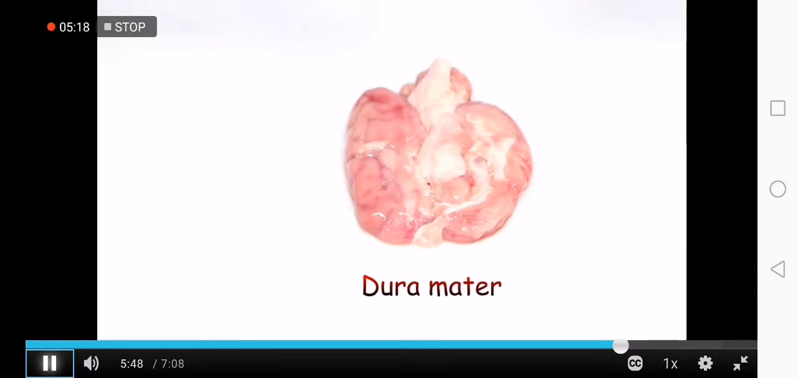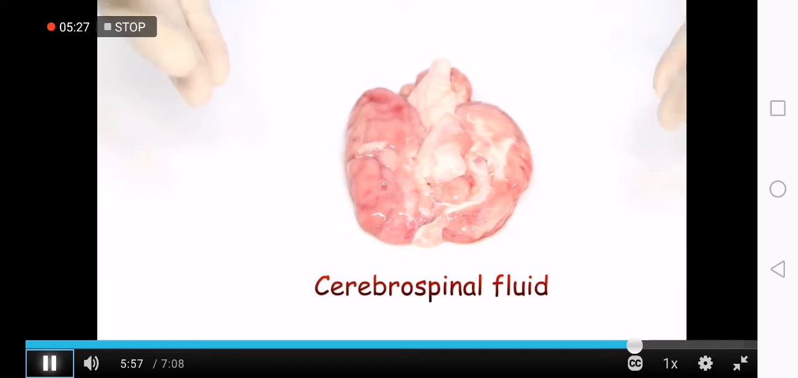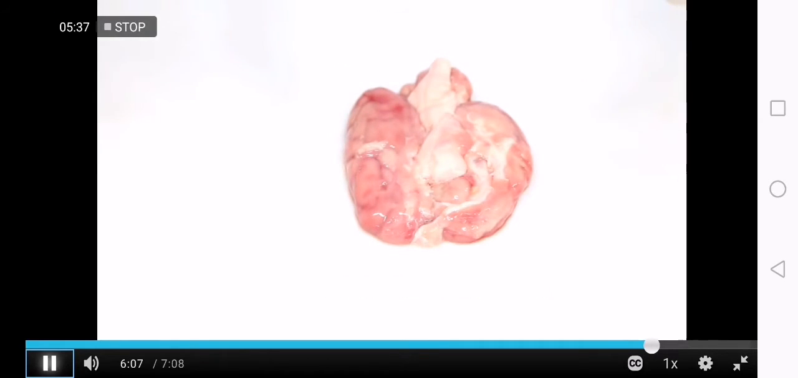The liquid that keeps the brain floating within the skull is your cerebrospinal fluid. We don't have a sample of that one, but imagine the brain encased inside the cranium, and the way it will float inside the skull is with the help of that CSF, or the cerebrospinal fluid.